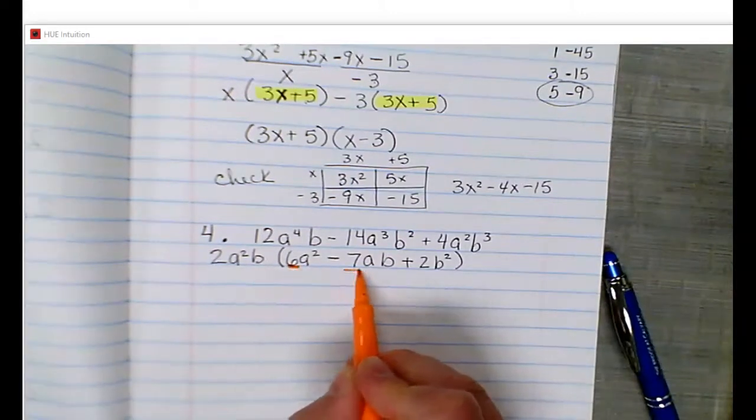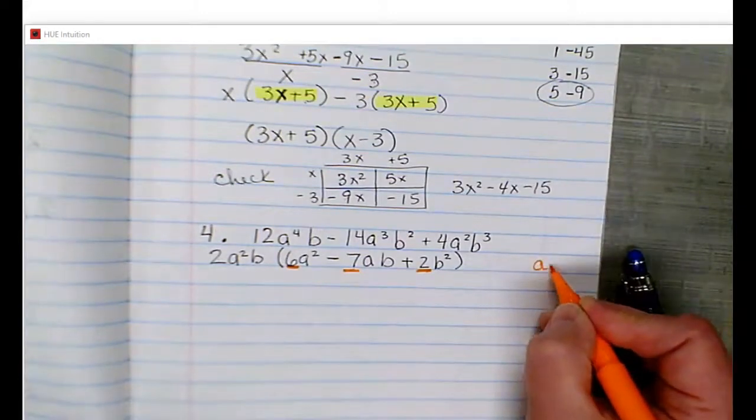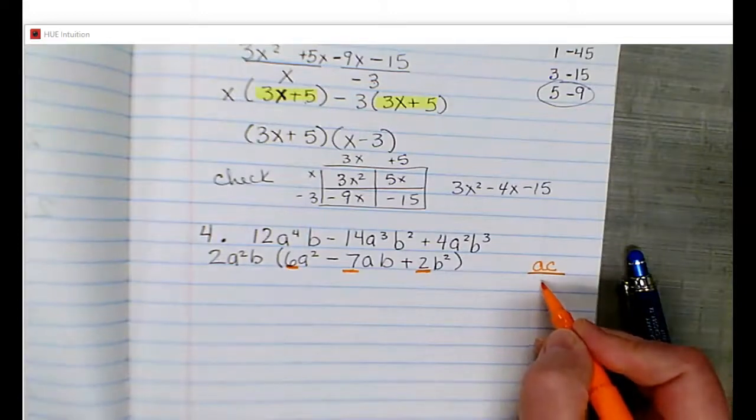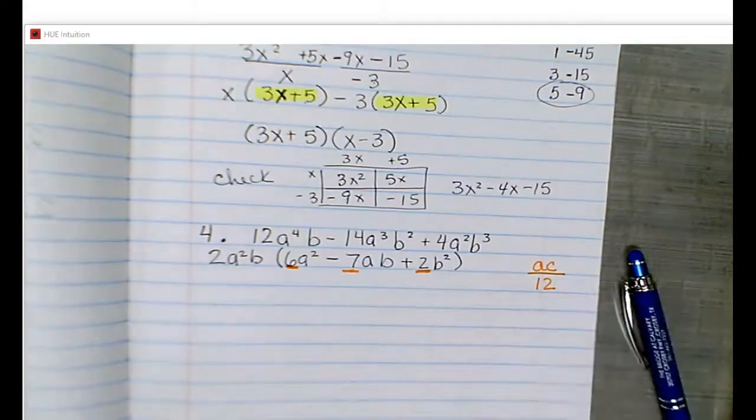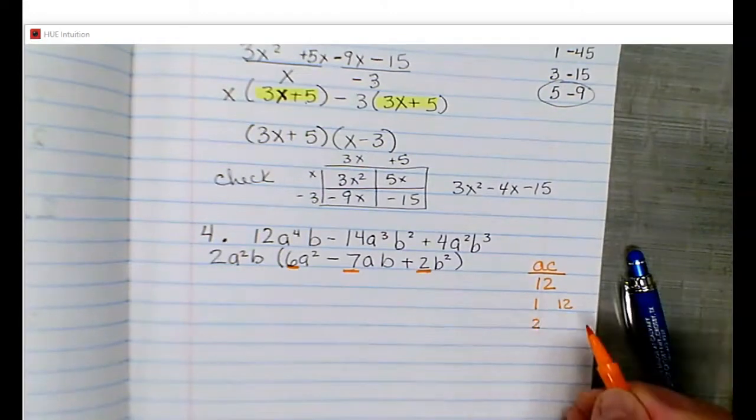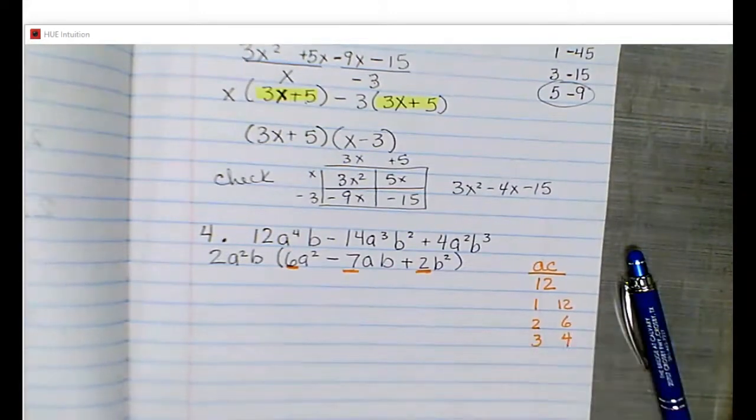There's the A, the B, and the C. What am I going to get when I multiply the A times the C together? Positive 12. So positive 12 is 1 times 12, 2 times 6, and 3 times 4.